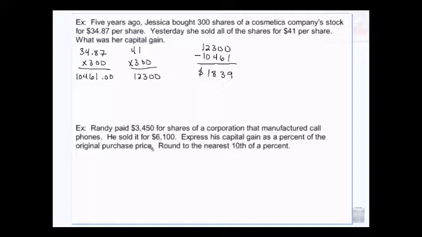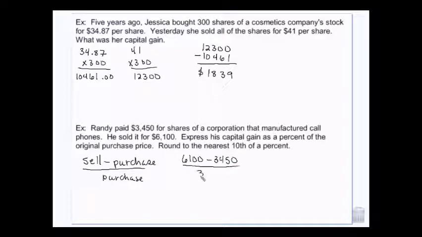Okay, to express our capital gain as a percent of the original purchase price, we're going to do the sell price minus the purchase price, divided by the purchase price. That'll give us our percent capital gain or loss. So if we sell it for $6,100 and we bought it for $34.50, and we divide that out, hold on, skip this step on my paper.